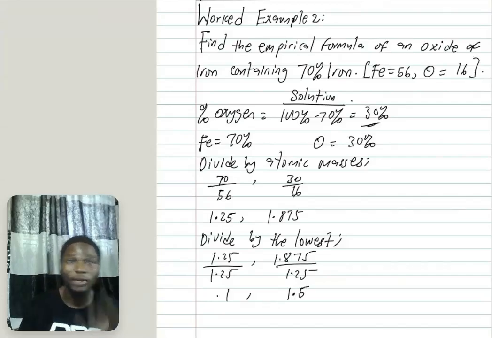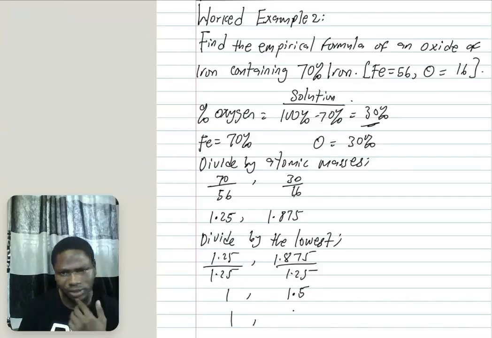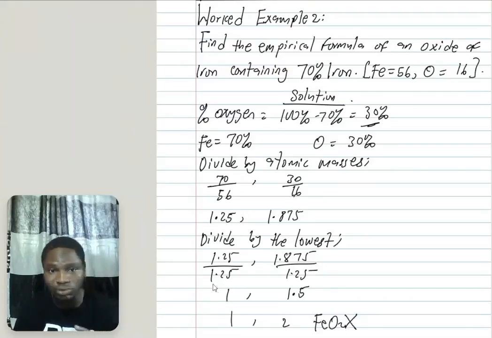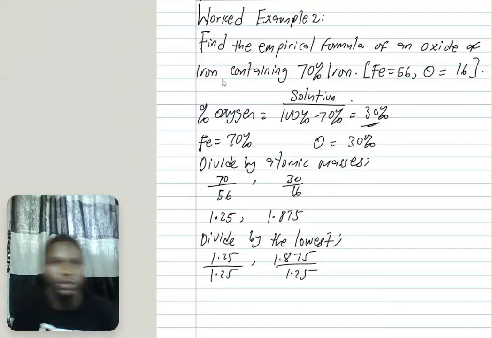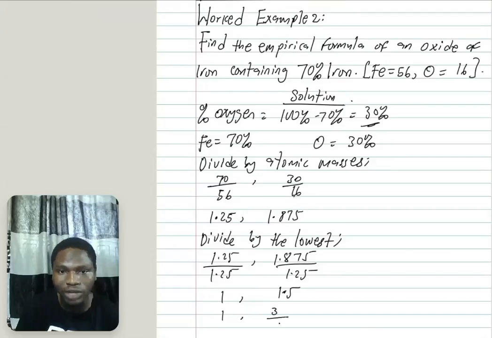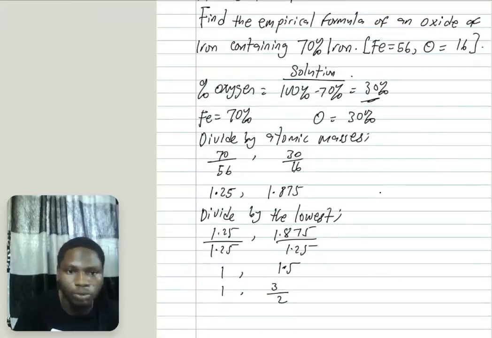Let me tell you how students will solve it wrongly. One person will say, okay, this is 1 and this is 2, because this is approximately 2. Then the student will say the empirical formula is FeO2. This is for a wrong student. But the correct student, a student that has watched my video very well, will say, no, he said whenever we have this, 1 and 1.5, we change it to a fraction. This is still 1. 1.5 is 3 over 2. Then we multiply through by 2.